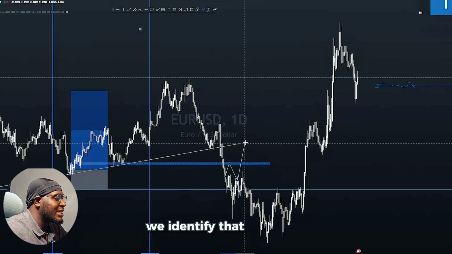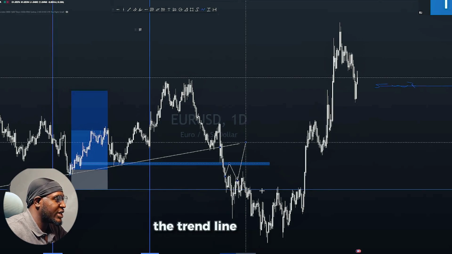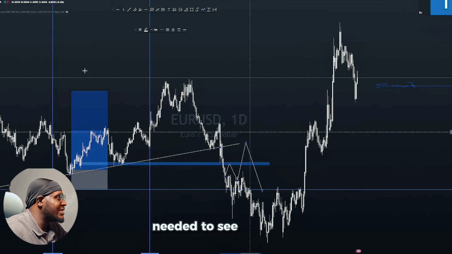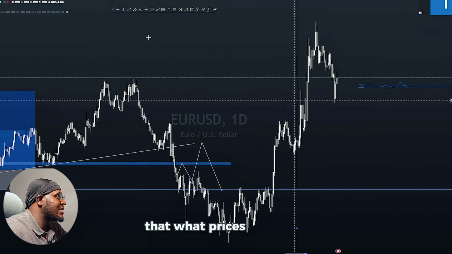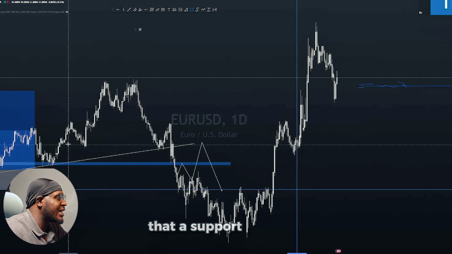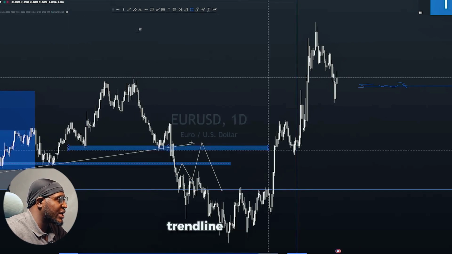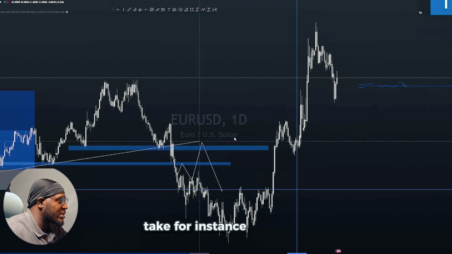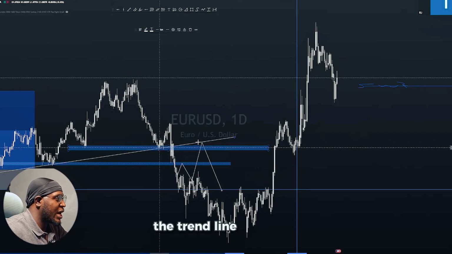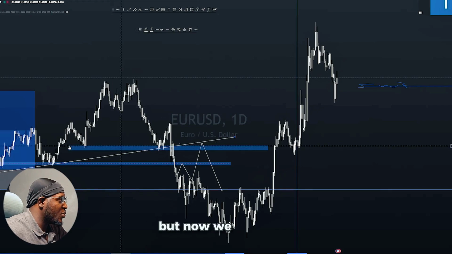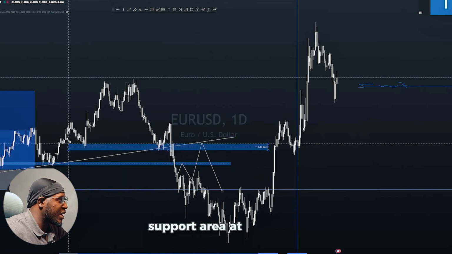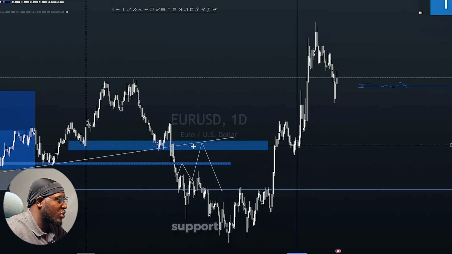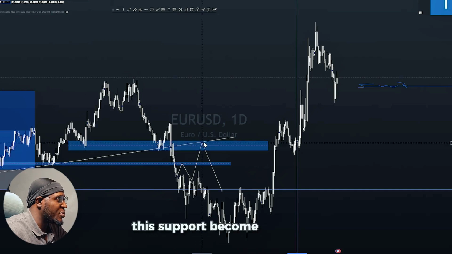Now, how do we identify that it is a good retest of the trend line? We would have needed to see prices come into the trend line, but with a good confluence, meaning that we need to see a support or a resistance level aligning with that trend line. Take for instance, this was where the break of the trend line happened. This is still the trend line, but now we have a what? We have a support area at this level, and now we need to make this support become a resistance.